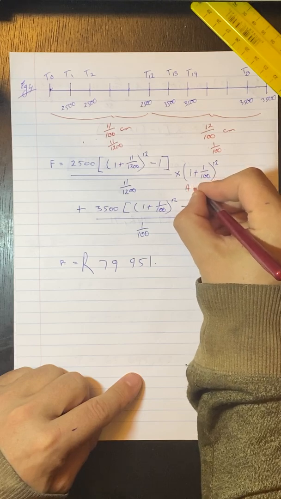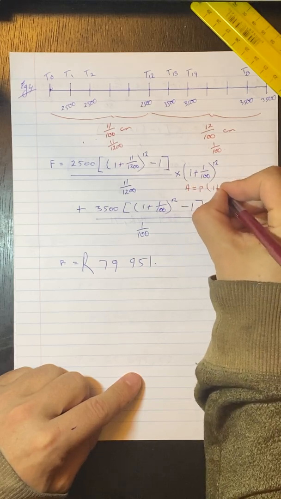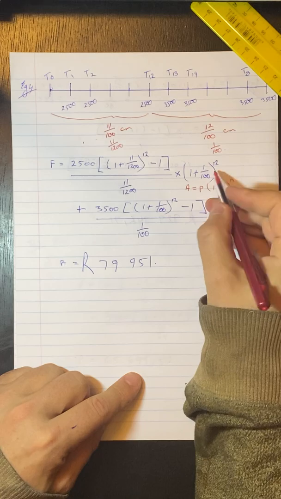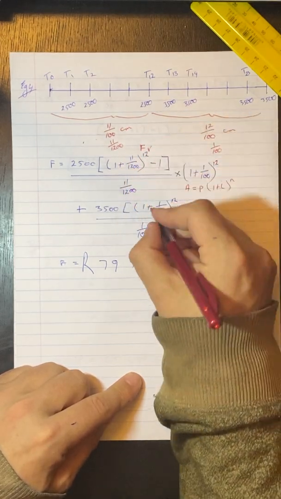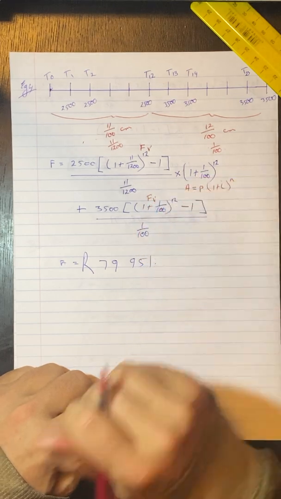Okay, so I just want to make a note here. This is my A is equal to P, 1 plus i to the n. That's what I did there. This is the future value formula, and this is the future value formula for that one.